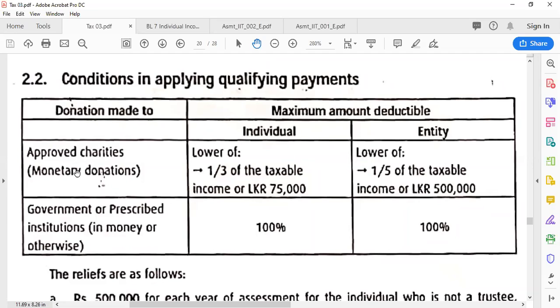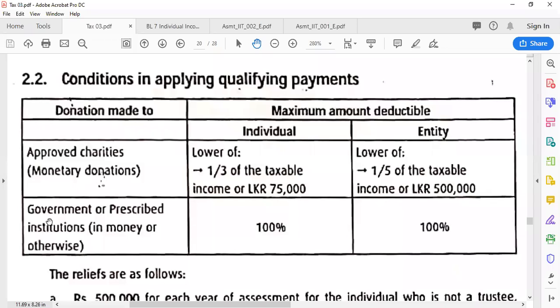Approved charity, right? For an individual, the maximum limit is 1/3 of taxable income or 75,000. In the case of an entity like a company, it is 1/5 of taxable income or 500,000. For your exam purpose, we are considering only individuals. So you don't worry about entities at this moment. For an individual, 1/3 of taxable income or 75,000.